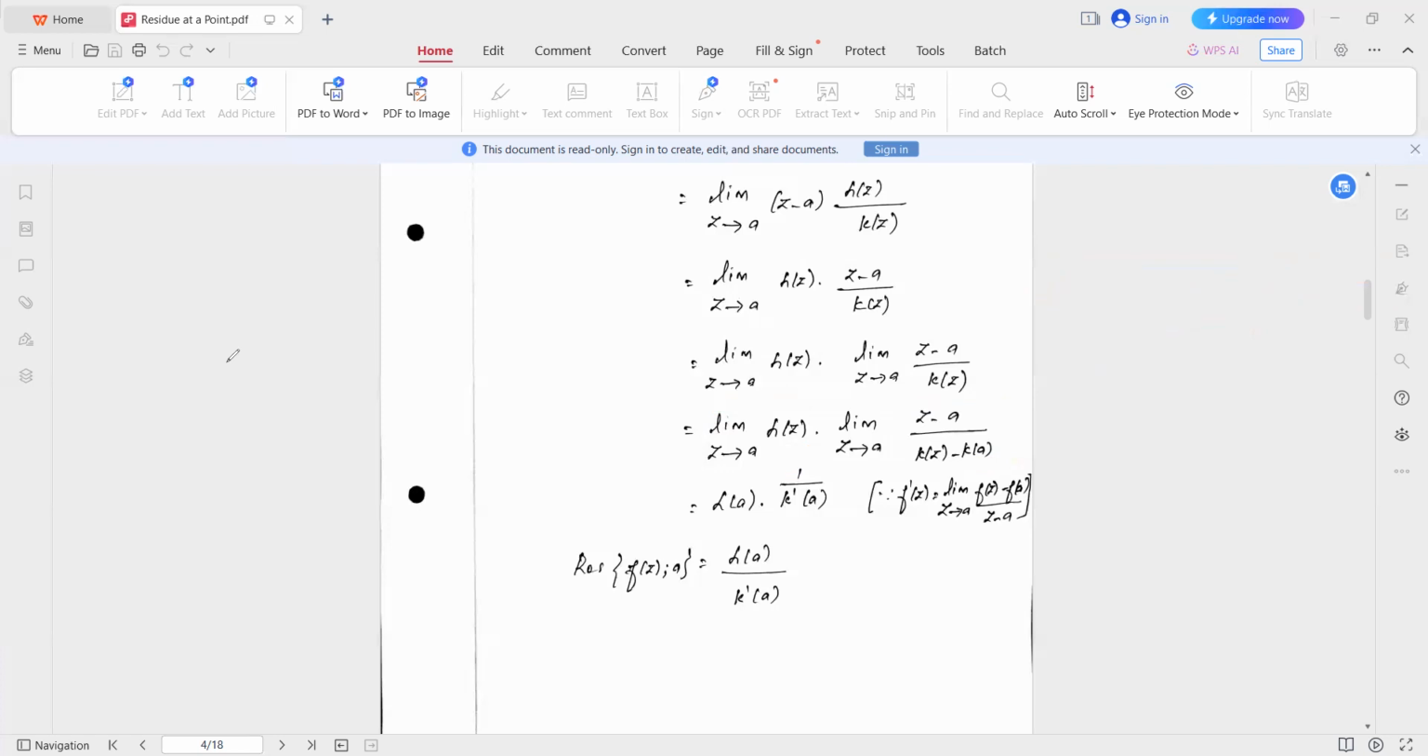In the next video we will see the formula for when a is a pole of order greater than 1. For that we will see the formula to find the residue of the function at the point a.